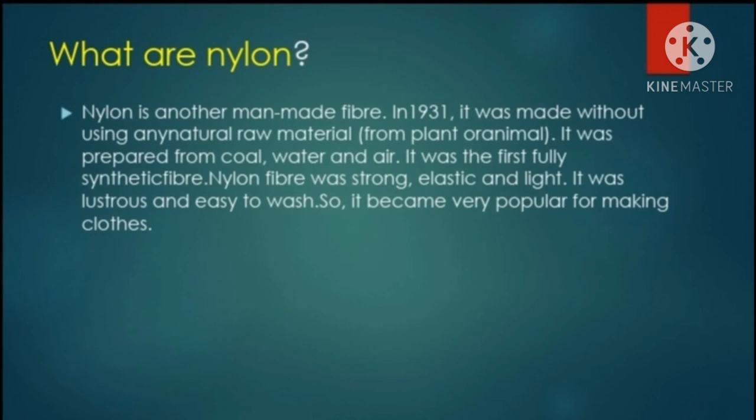So basically nylon is a man-made fiber, and it is made using three raw materials: coal, water and air. These three are needed for making nylon. Nylon was strongly used because it is strong, elastic and light. It is also very lustrous and easy to wash. So, for example, it became very popular for making cloth. We wear cloth in winter days, so it is very popular for making cloth.